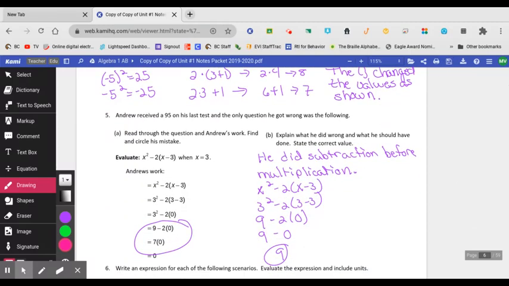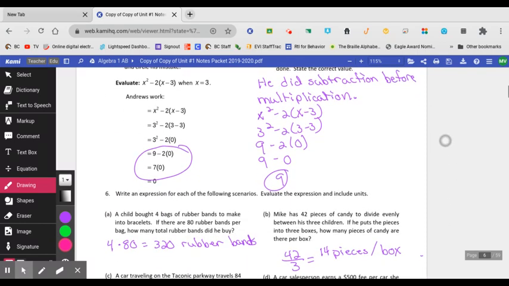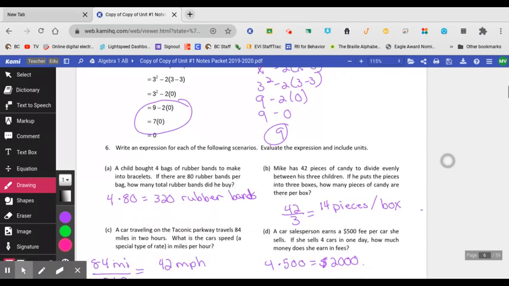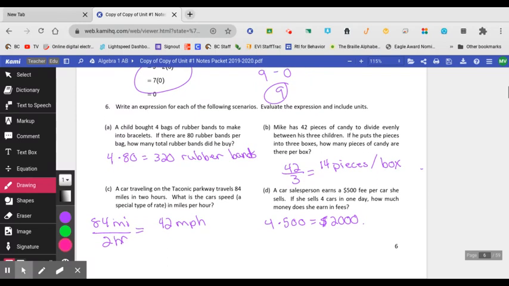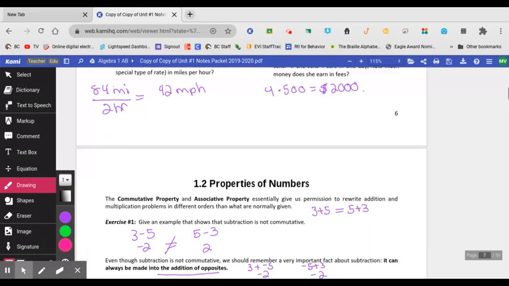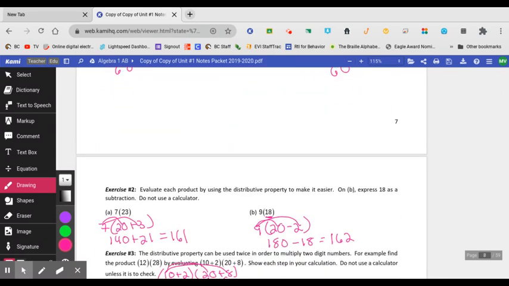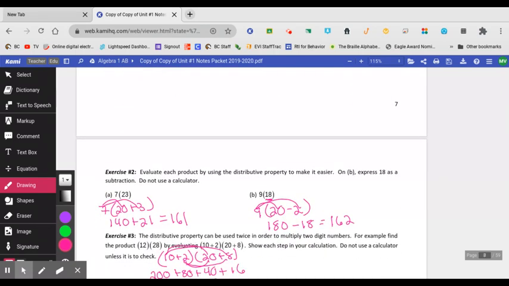5, the error is 9 minus 2 times 0. That does not equal 7 times 0. You have to use the order of operations, so you would multiply 2 times 0 first and then subtract 9 minus 0. 6A is 320 rubber bands. B is 14 pieces per box. C is 42 miles per hour. And D is 2,000. So again, please watch this, take notes. If you have any questions, bring them to class.